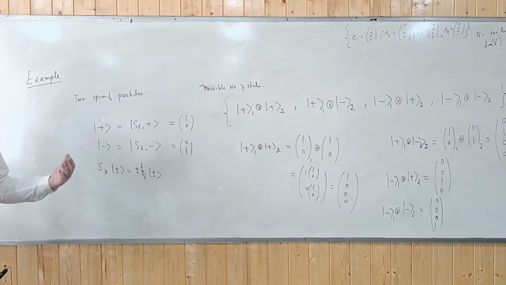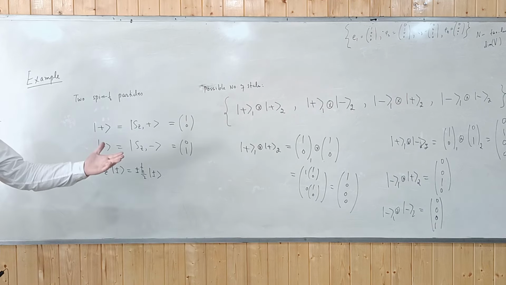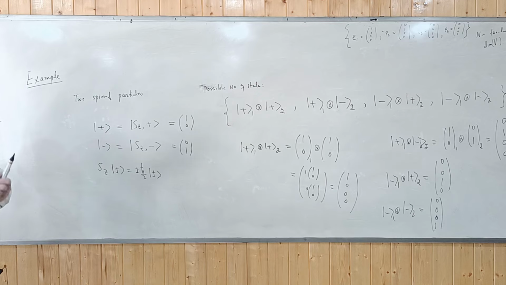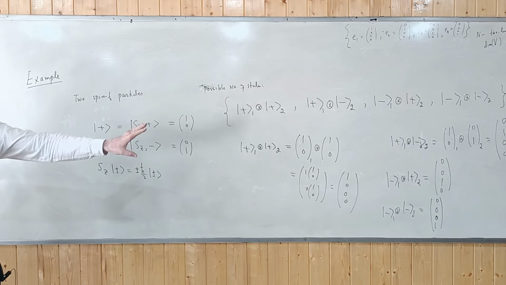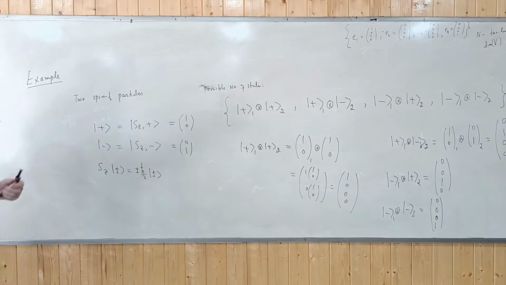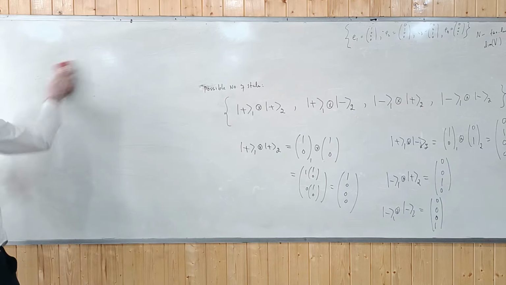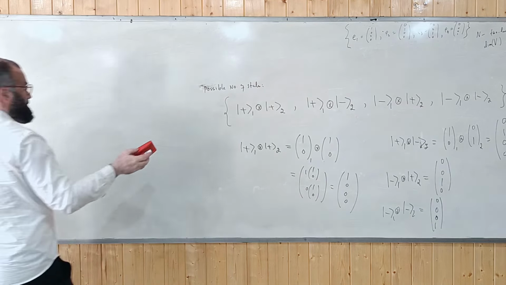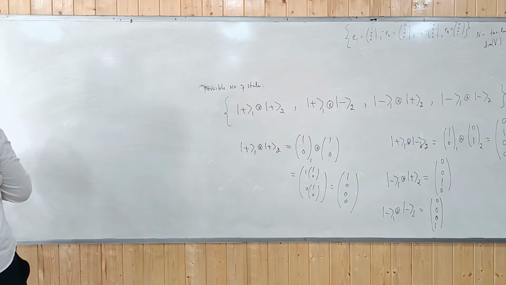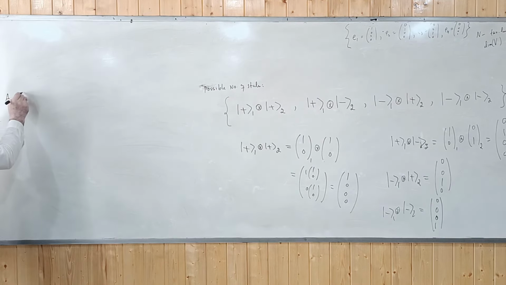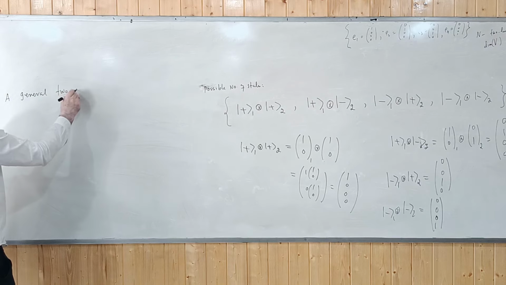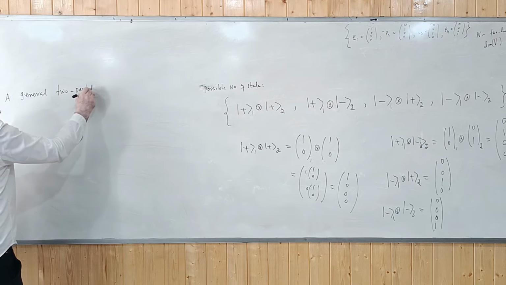Now I can construct an arbitrary state out of a basis set. So I can represent an arbitrary two particle state as a superposition of all these basis states. Clear? Okay, so let's write a general two particle state.